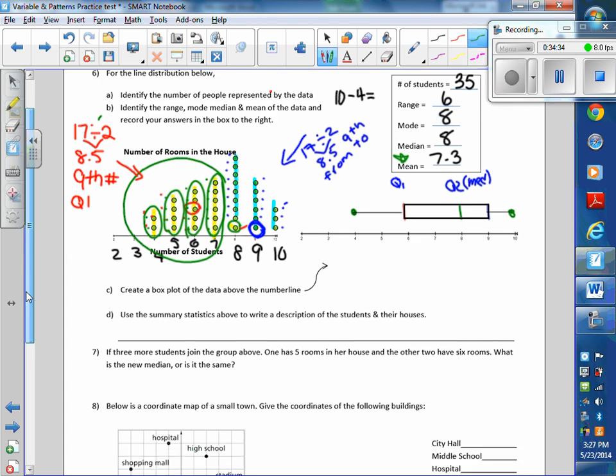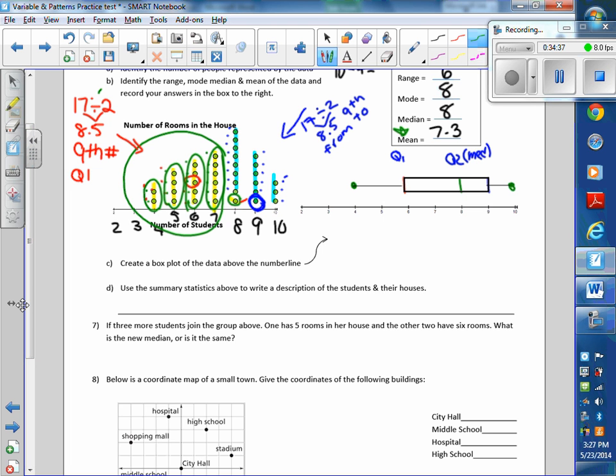The last thing I'm going to do right now is just make a summary statement, looking at all of these things here. We would probably say the typical student, for the students in this picture, has a house with about, not every house, but the typical house has about 8 rooms. Why is that so unreasonable?